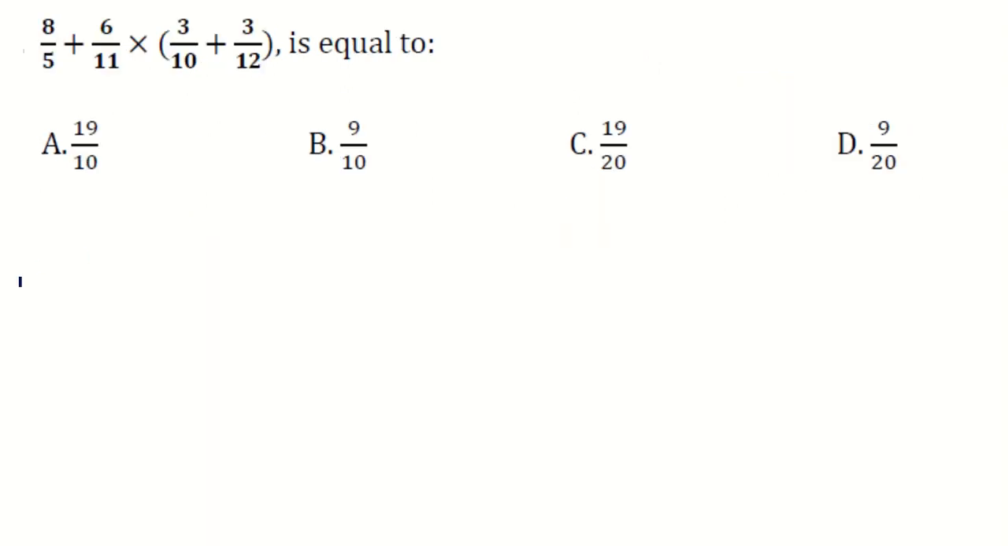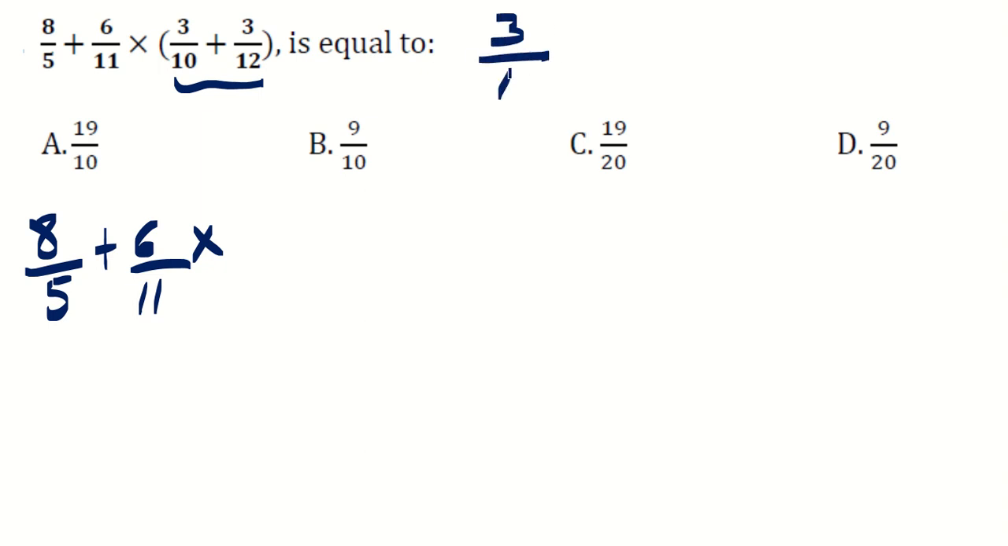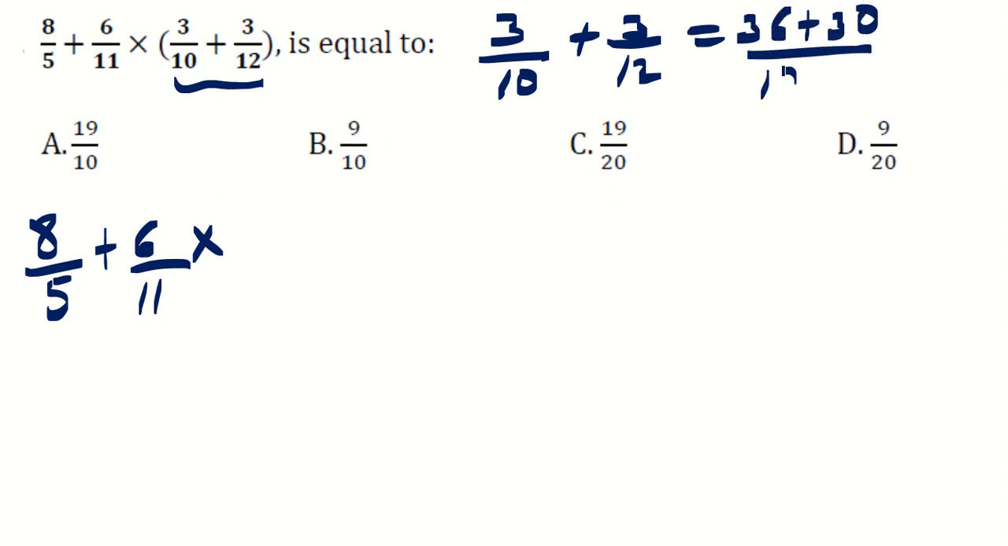Okay, next question. Fraction. 8 over 5 plus 6 over 11 times 3 over 10 plus 3 over 12, it says. So first we need to do the bracket. When you do the bracket, 3 over 10 plus 3 over 12, we can use crisscross. 3 times 12 is 36 plus 30 over 120. It will be 66 over 120. We can simplify by 6 because 66 is a multiple of 6.